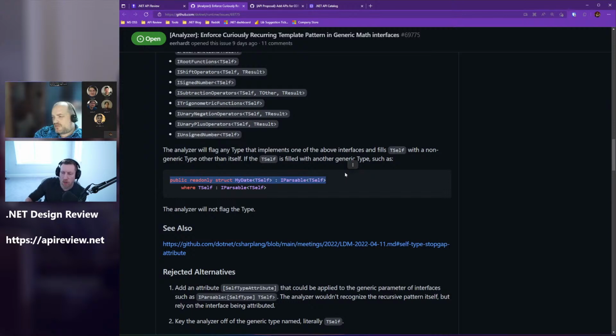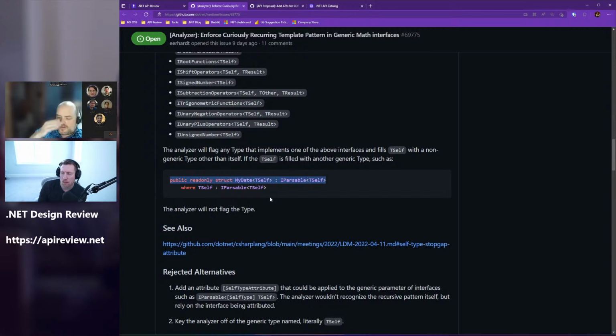So if I would have written public readonly struct MyDate : IParsable<MyDate>, that would still work? Yes, that one works. I see. So basically that's why it's really the second one that we wouldn't be able to validate without the analyzer, right?